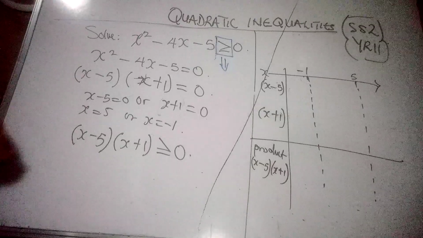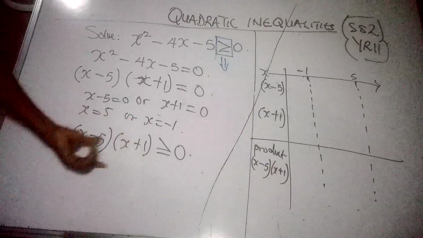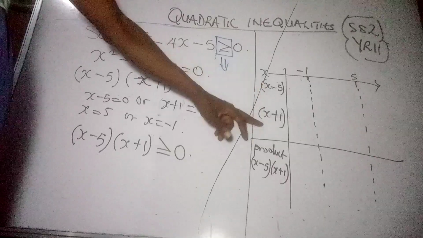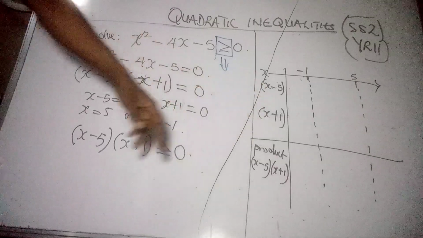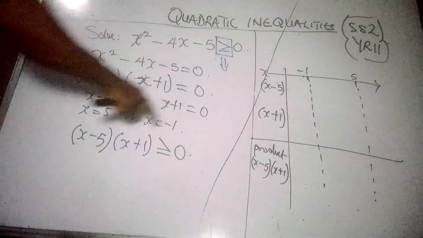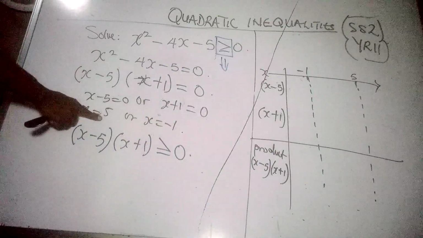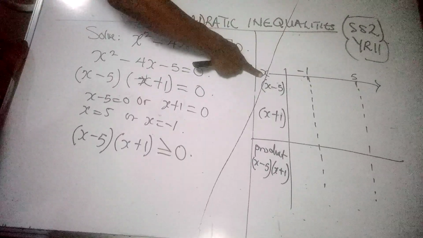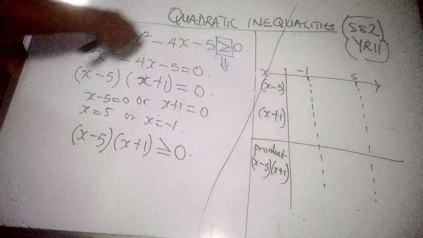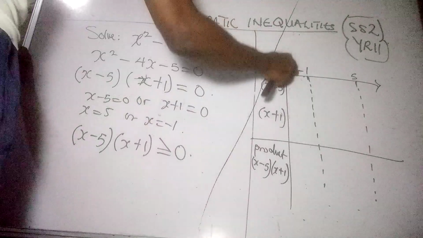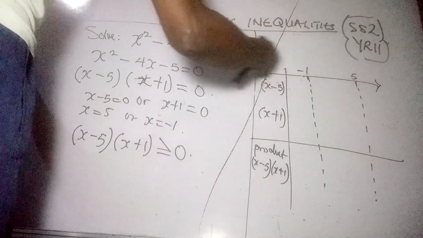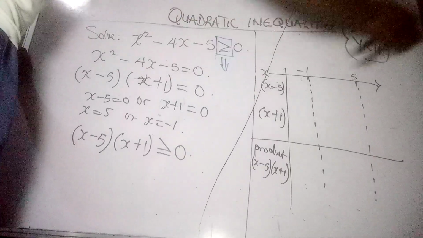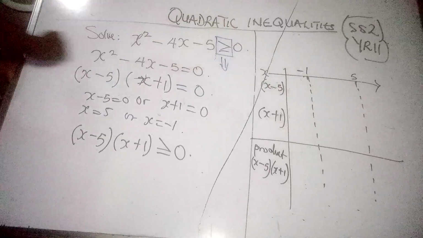Now, these two brackets are x minus 5 and x plus 1. Anyone can come first. It doesn't matter. The values of x are minus 1 and 5. This is the horizontal line representing the number line, which is x. Since minus 1 is less than 5, minus 1 is here, 5 here. Why? Because where we are coming on the number line from left to right is increasing. So that means from minus 1 to the left here is decreasing.